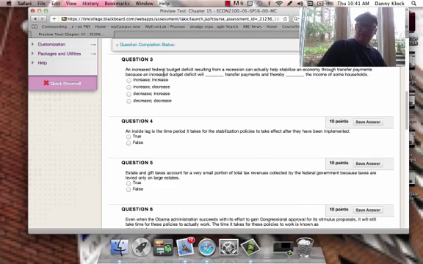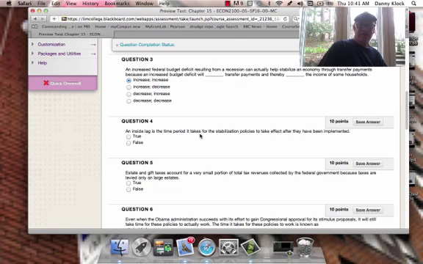Fine. An increase in the federal budget deficit resulting from a recession can actually help stabilize an economy through transfer payments, right? Again, transfer payments in a simple way, think about unemployment insurance. Because an increase in the budget deficit will increase transfer payments, right? Because there's more money spent for unemployment insurance. And thereby, it will give income to people in households and increase their income. So increase is the one we're looking for.